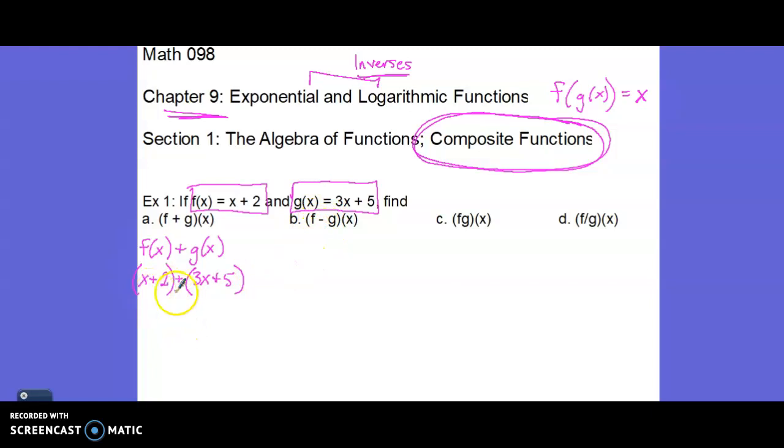But anyway, we're still not done because we want to combine like terms. X plus 3x is 4x. Those are like terms. We can combine them. And 2 plus 5 is 7. So there's your first answer.